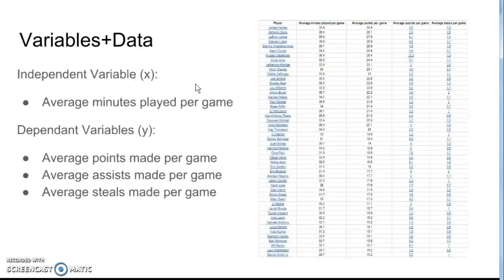I'll talk about my variables first. So for my independent variable, I chose average minutes played per game, and for my dependent variables, I chose three Y values: average points made per game, average assists made per game, and average steals made per game.